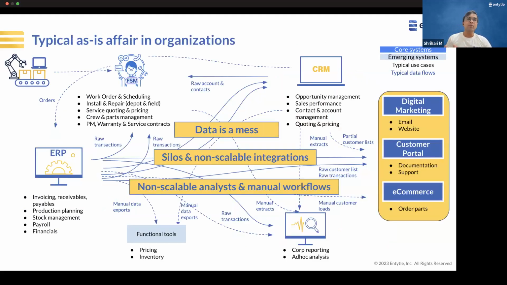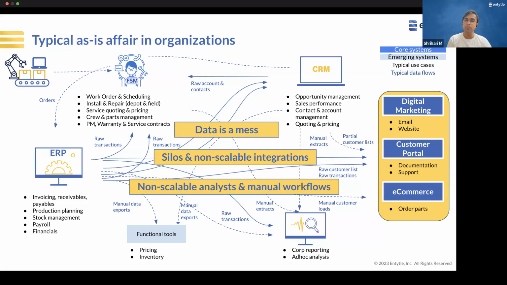Now, having said this, we have seen this across our customer base, across all the prospects that we speak to. All of the customers have their transactional data stored in ERP, their opportunity data stored in CRM, and there are many such systems.